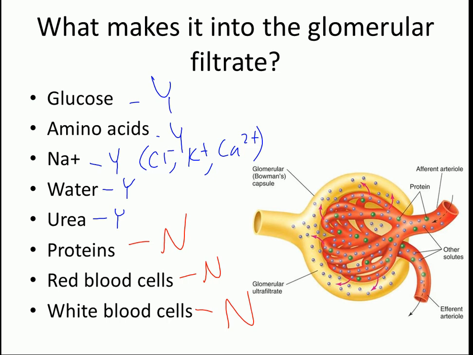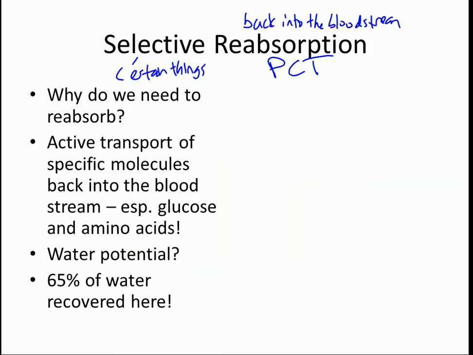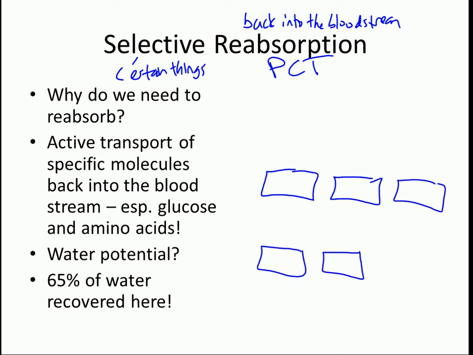Maybe we want to save those amino acids, right? Or save all that glucose. We want to pull that now back in, but leave the urea out. We don't want to save that. We can go and get rid of that. So we've got our proximal convoluted tubule. So here's the wall of the proximal convoluted tubule. Again, it's made of particular cells. So here's our PCT.